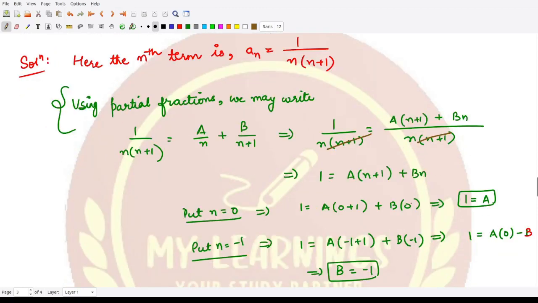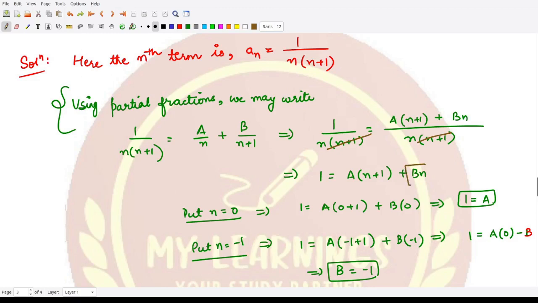Now here we wanted to determine the value of a and the value of b. So first of all, you can take n equal to 0. Why are we taking it like this? Because this is true for all values of n, so it must also be true for 0 and for minus 1. Why am I particularly taking 0 and minus 1?